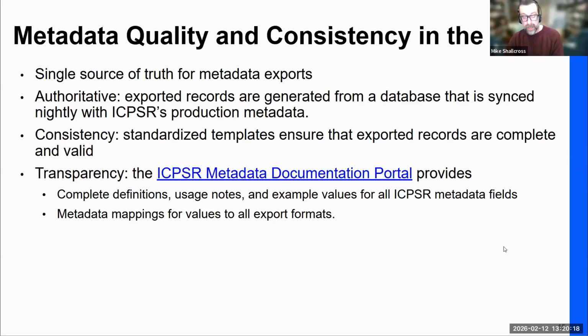The API also emphasizes consistency. Each export format is built from a standardized template, which ensures that records are complete and fully valid, regardless of the format you request. Finally, there's a strong focus on transparency. The ICPSR metadata documentation portal, available at icpsr.github.io/metadata, provides complete field definitions, usage notes, and example values for every ICPSR metadata field, along with clear mappings that show how those values appear across all supported export formats.